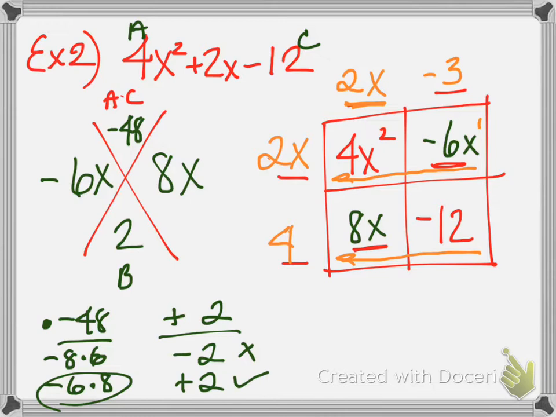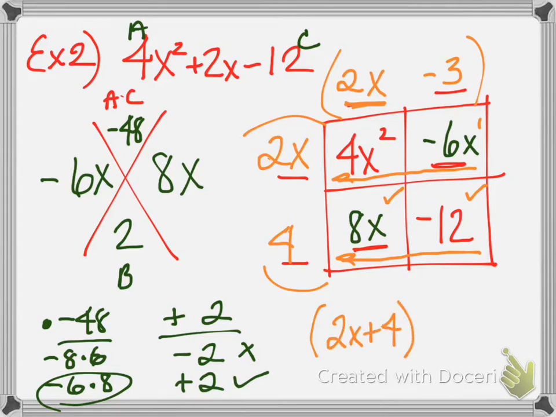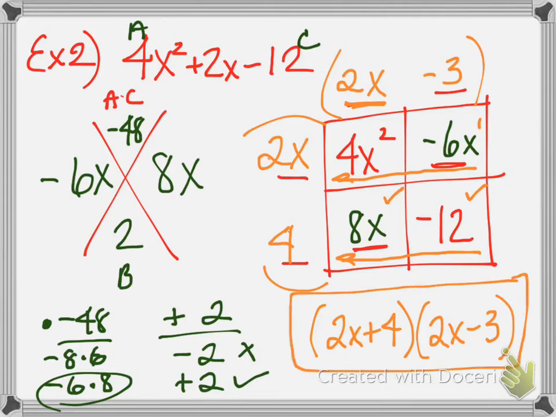And now we check the bottom. 4 times 2x is 8x, so that checks out. And 4 times negative 3 is negative 12, so that checks out. So I have now factored this trinomial into 2x plus 4 times 2x minus 3. And there is the factored form there.